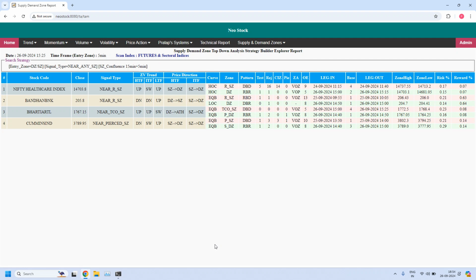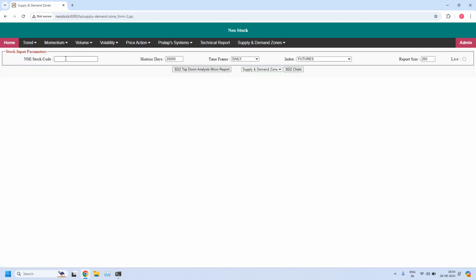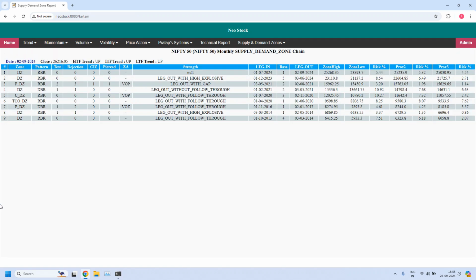Okay, this is about stocks near demand and supply zones. We also identified daily and 75 minutes high liquidity zones. The next set of reports are about NIFTY and BANKNIFTY supply demand zone chain. Let's start with NIFTY from monthly time frame. So I am generating monthly supply demand zone chain for NIFTY. Okay, this is a NIFTY monthly supply demand zone.